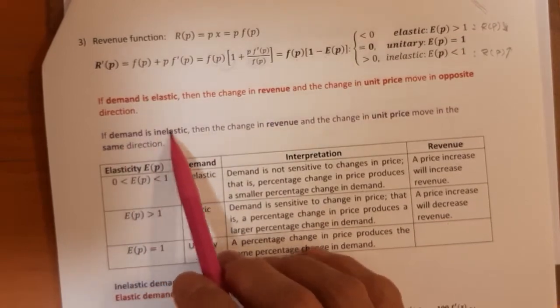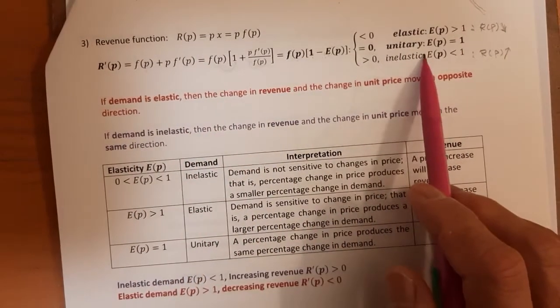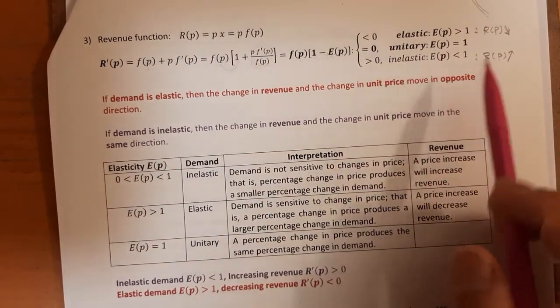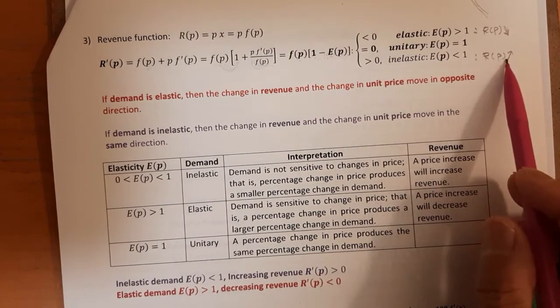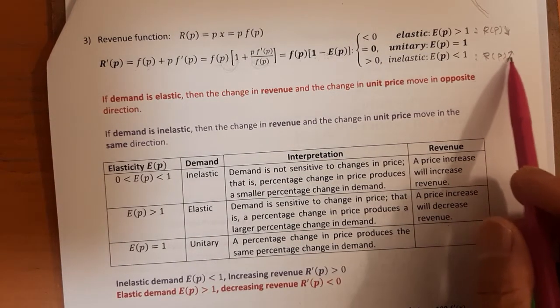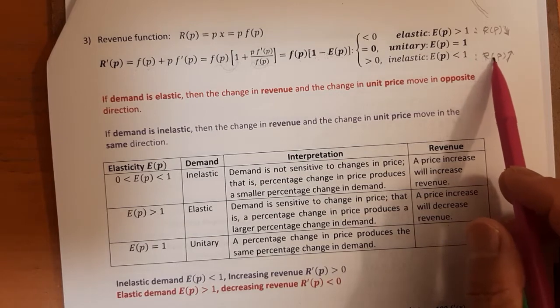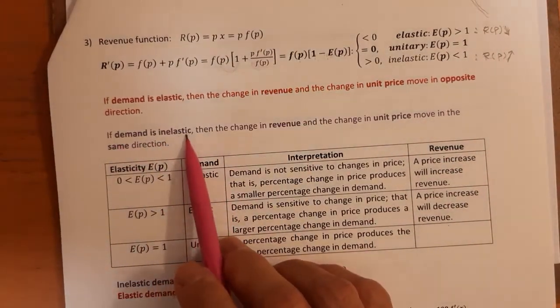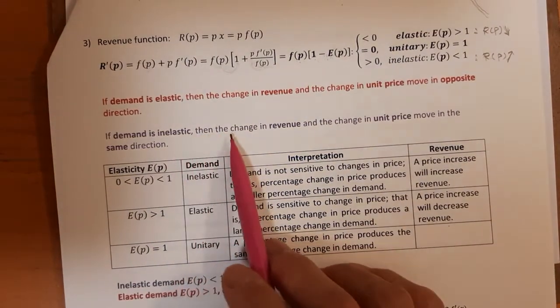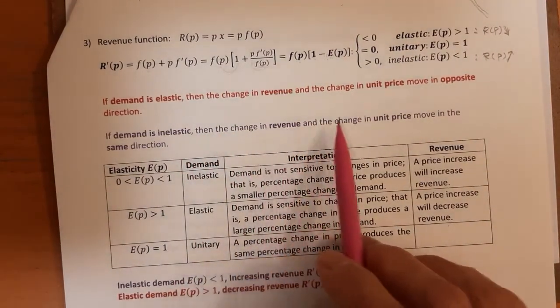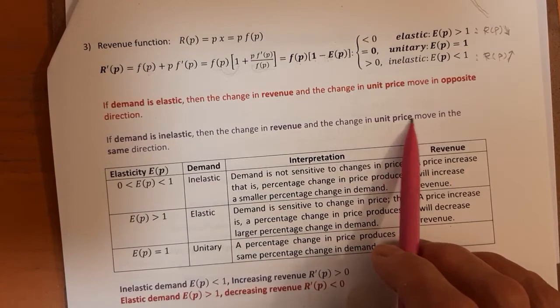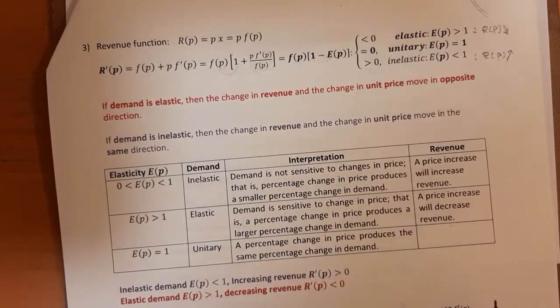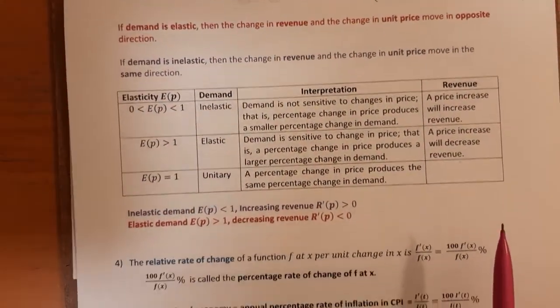Now, if demand is inelastic, the revenue is an increasing function. That means as price increases, the revenue also increases. So it's the same direction. If demand is inelastic, then the change in revenue and the change in unit price move in the same direction.